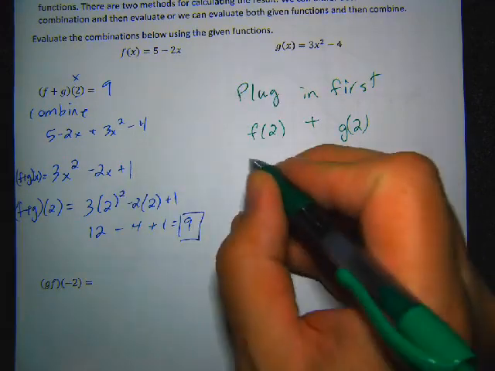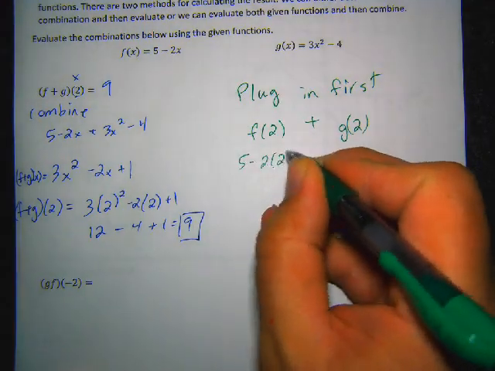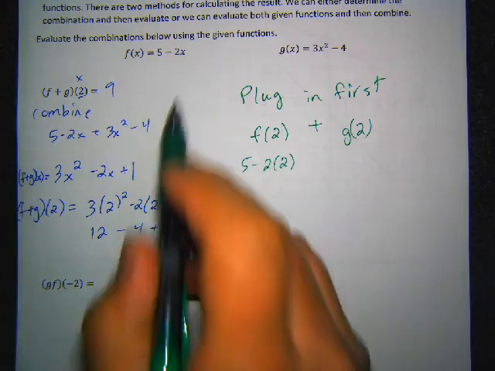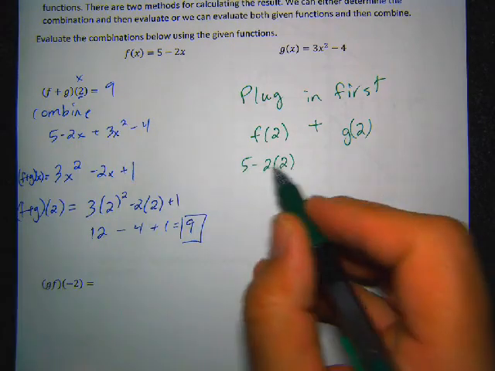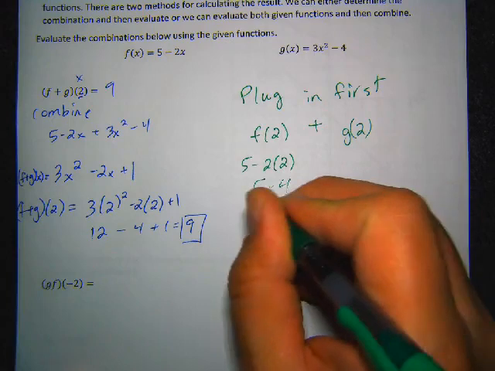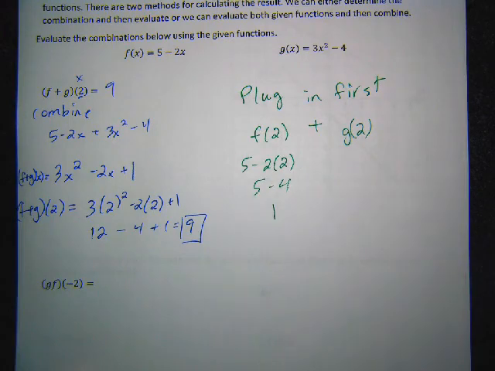I'm going to plug 2 in here. So I got 5 minus 2 times 2. So I'm plugging 2 in first, right? So I'm plugging 2 in for x. So 2 times 2 is 4, so I got 5 minus 4, and 5 minus 4 is 1. So that's the first part. I get 1 for the first part.